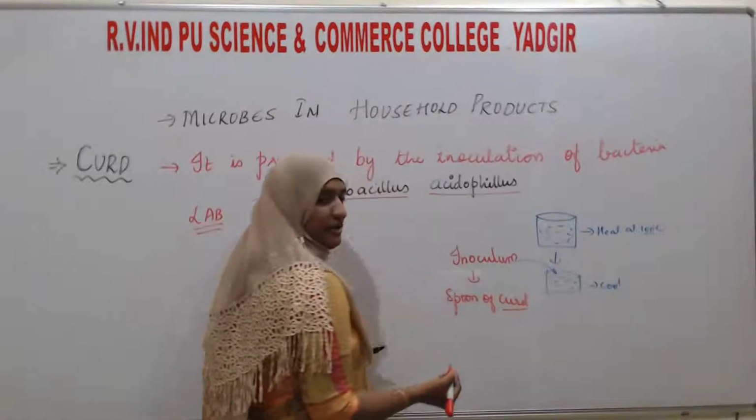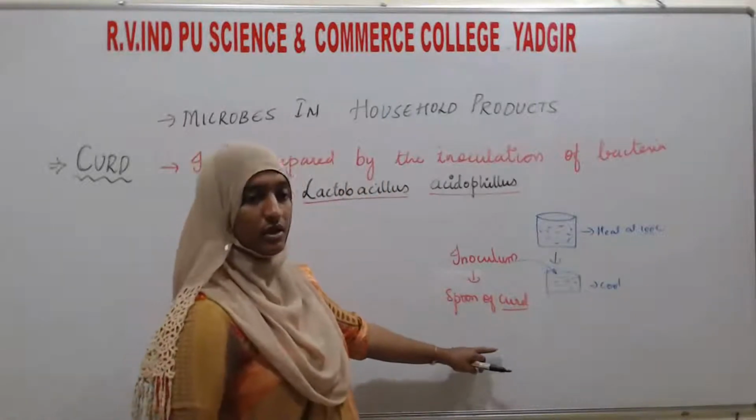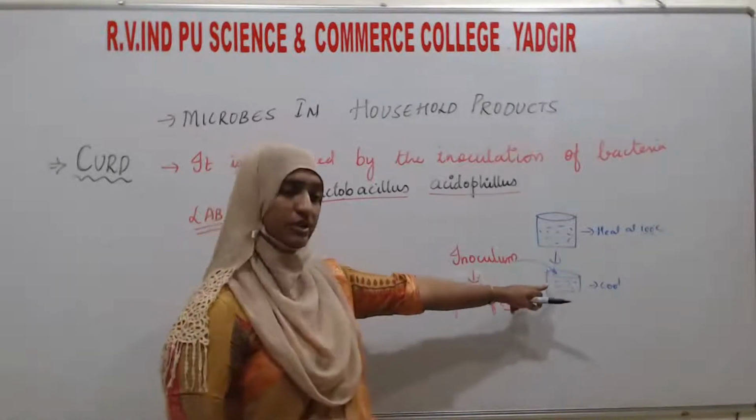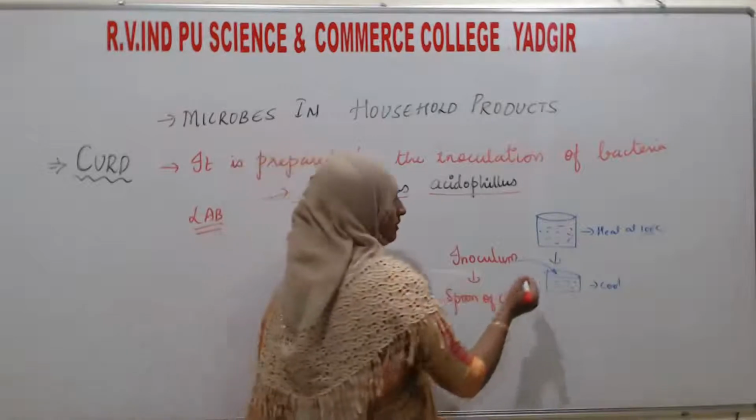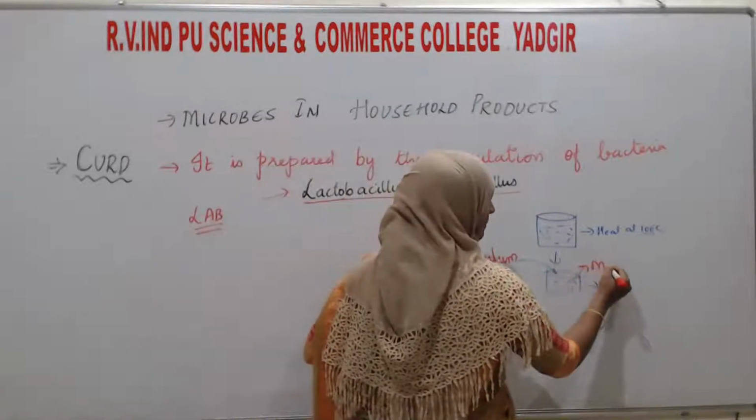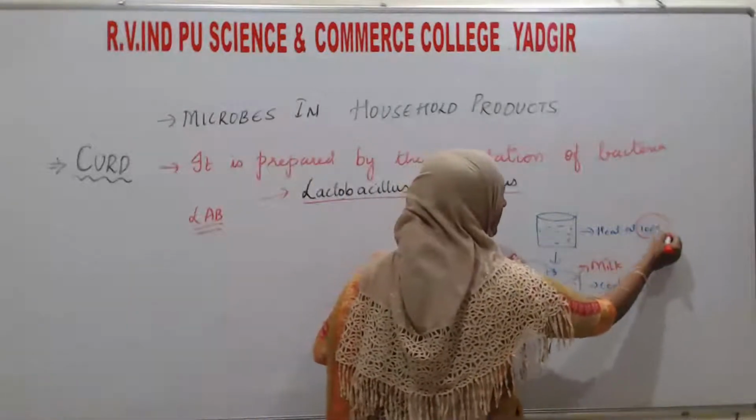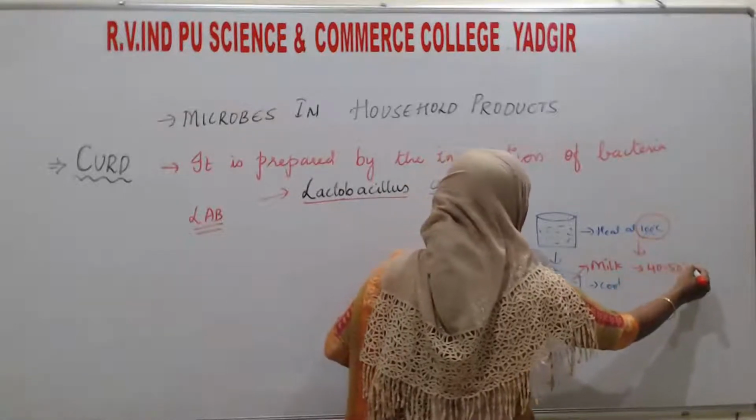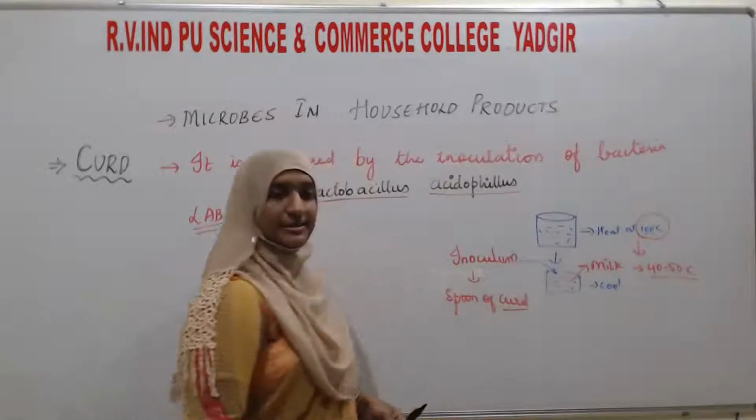What are we going to add? That is a spoon of curd. Whatever you are adding, a spoon of curd, to that milk, this is the milk. Here the temperature is 100. After cooling, the temperature will come down to 40 to 50 degrees Celsius.